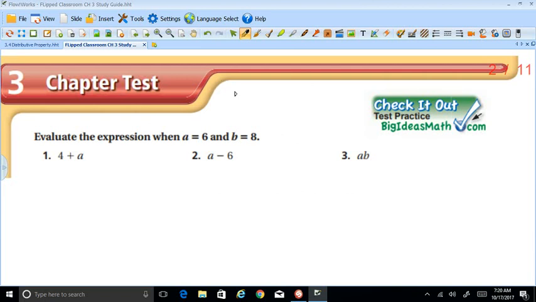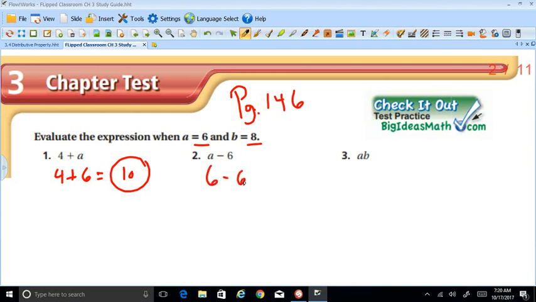So here we go. This is from page 146. And the first problem says evaluate the expression when A equals 6 and B equals 8. So all we have to do is substitute in the variables with these values. So 4 plus A, put in A is equal to 6, so it's really 4 plus 6, which is equal to 10. No problem. Number 2, A minus 6. A is 6 again. 6 minus 6 leaves us with 0.